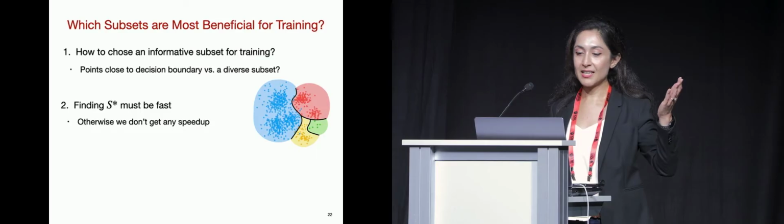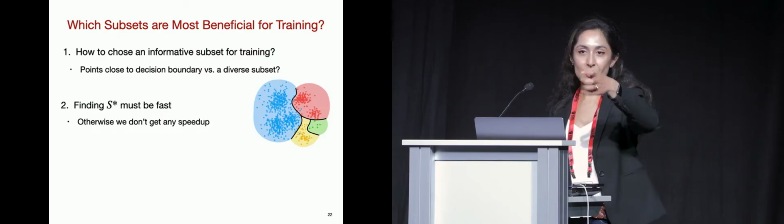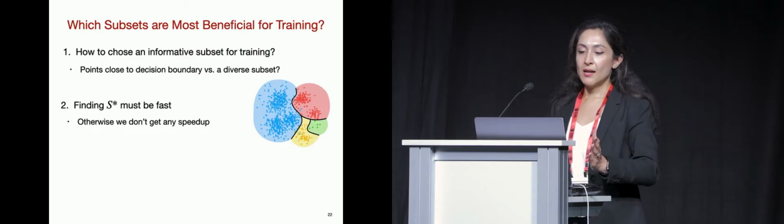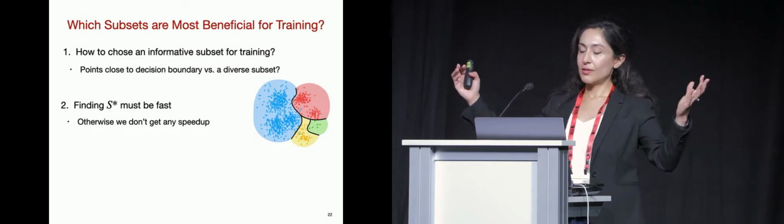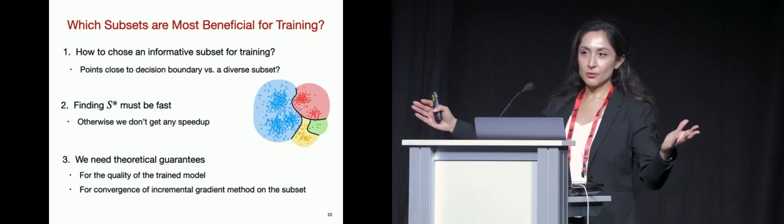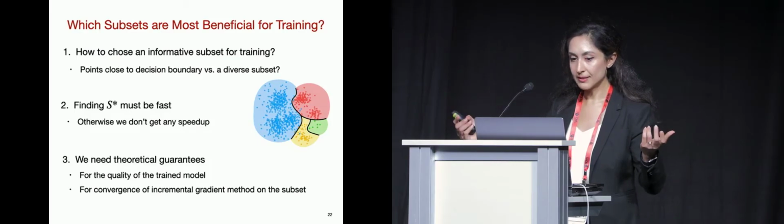One way is that maybe we should choose the data points around the boundary such that the model can get the boundaries correctly. Another way is that maybe we should select a diverse subset such that we get an idea of how our data is distributed. Not super clear which one is best.